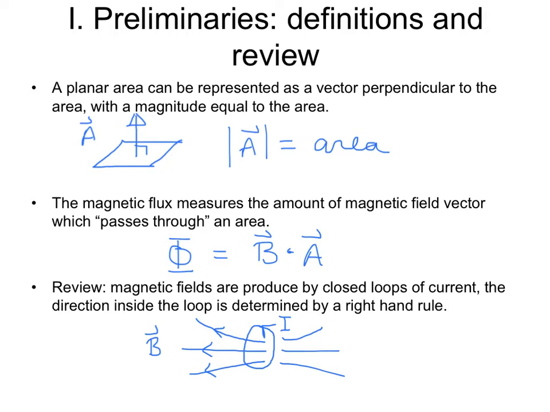Finally, I want to review something which should follow from what we learned about how currents create magnetic fields, that a closed loop of current will create a magnetic field, and we can use a right-hand rule to determine the direction of that magnetic field inside the loop.